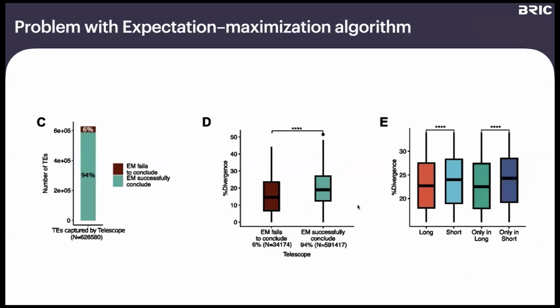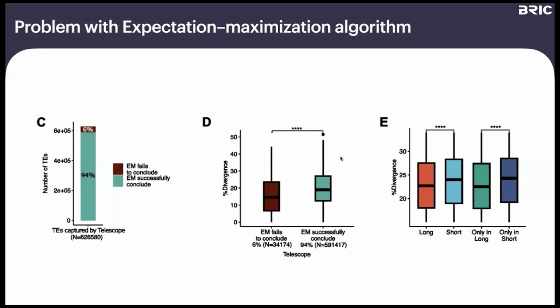Moreover, one thing we identified is an existing limitation in the EM model that conventional tools have. In theory, the EM model should converge after a certain number of iterations and assign each read to a single genomic position. However, we found that in 6% of cases the EM model fails to resolve the multi-mapping issue. While 6% seems negligible at first glance, when we looked at the age of those 6% unresolved TEs, we discovered that they are significantly younger than the TEs for which the EM model successfully reached a conclusion.